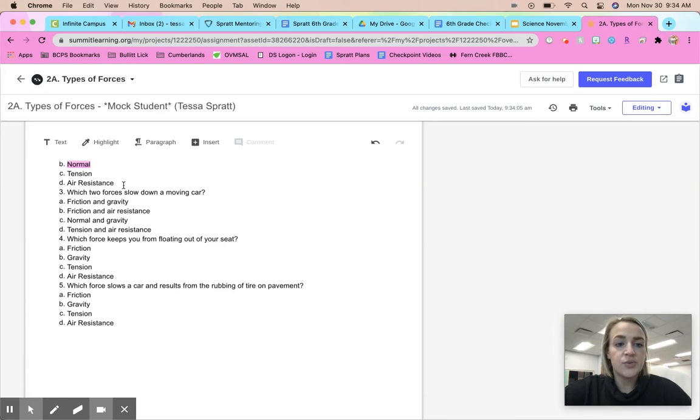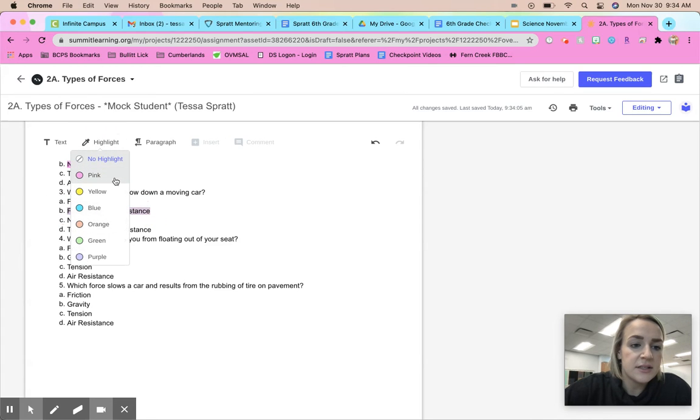Which two forces are going to slow down a moving car? Friction and gravity, friction and air resistance, normal and gravity, tension and air resistance. Again, when the wheels are turning on the pavement, it's going to cause friction. But also, as the car is driving, it's experiencing air resistance because that air is trying to slow it down as that air is going over the vehicle. So it's going to be friction and air resistance.